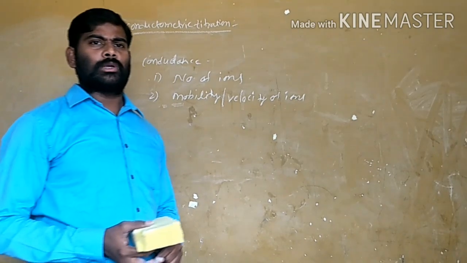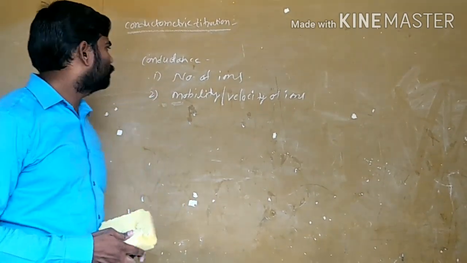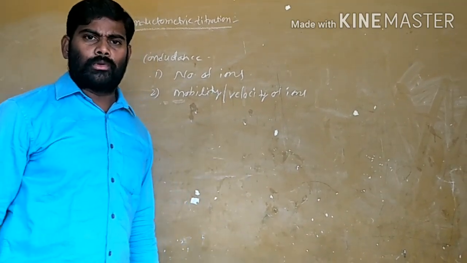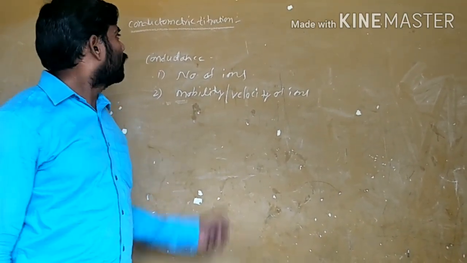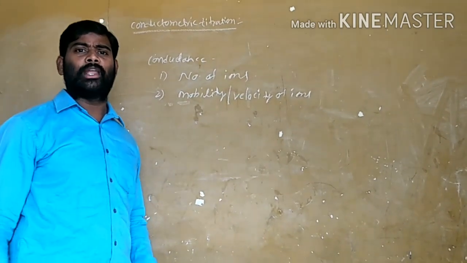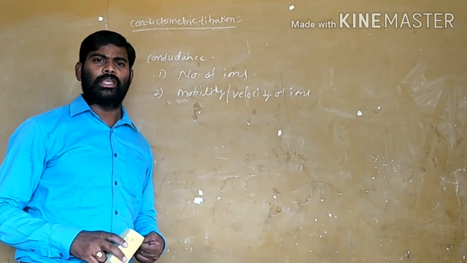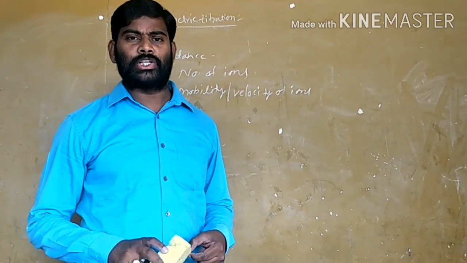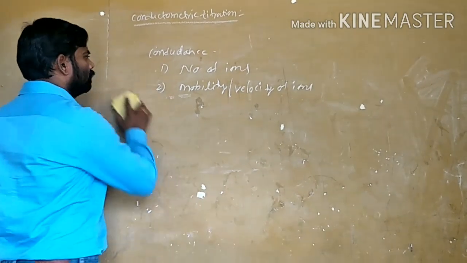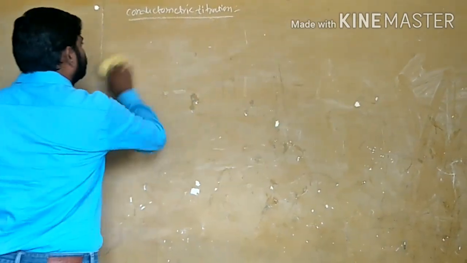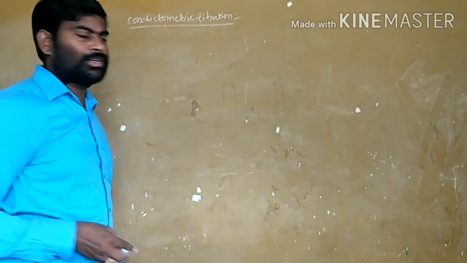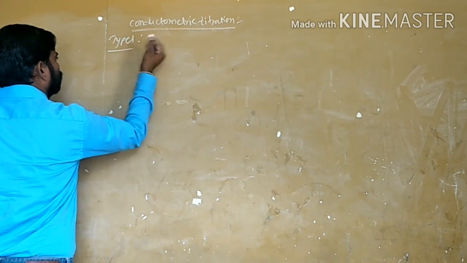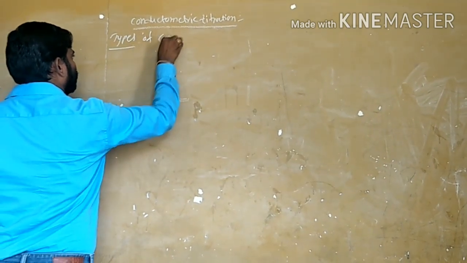Now I am going to discuss the types of conductometric titrations. Compared to general titrations, in conductometric titration we are not using any type of indicator, and the endpoint is detected by the changes in the conductance values.